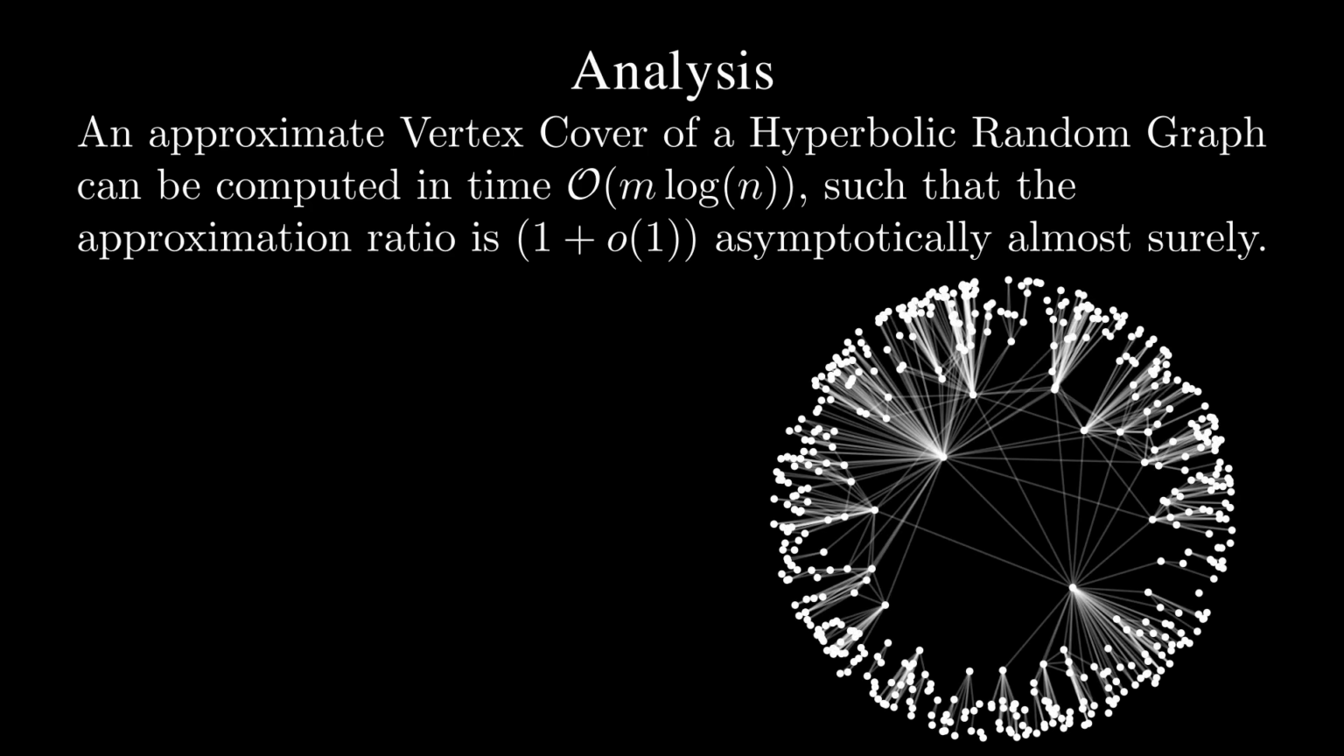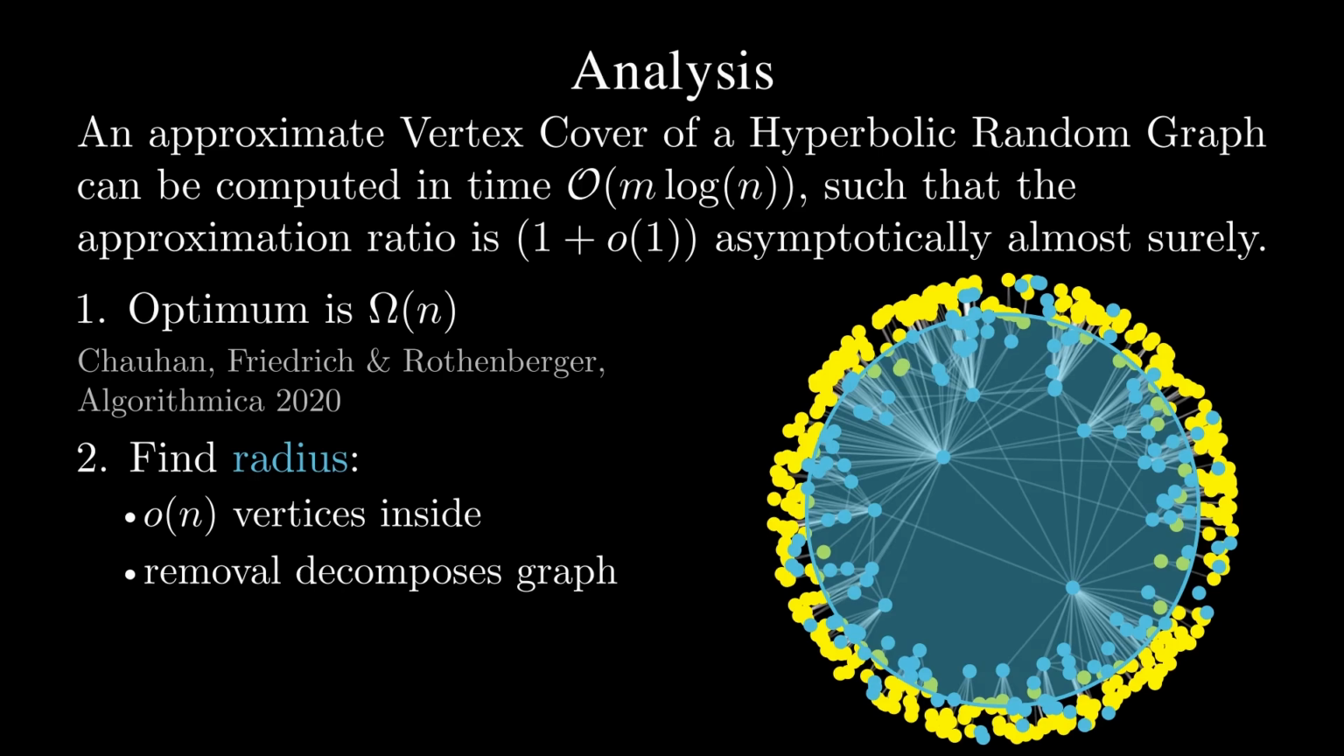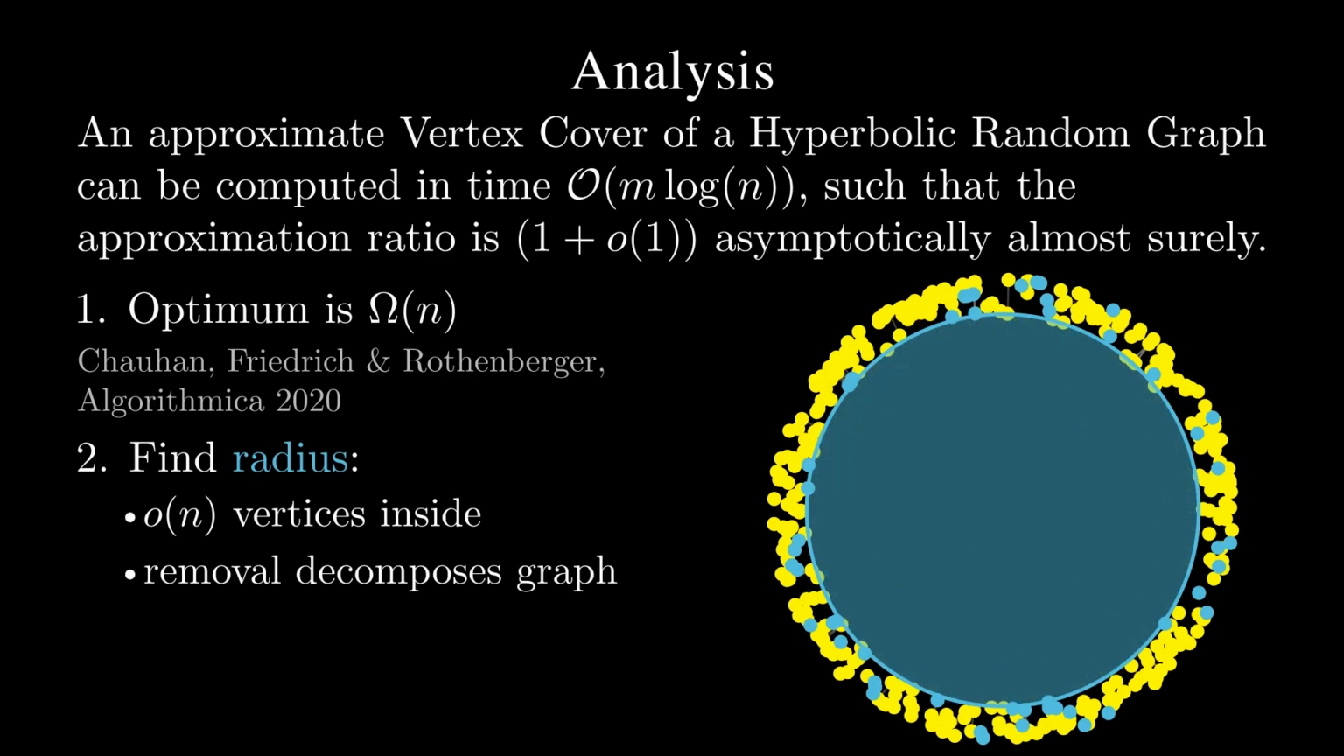Basically, our proof consists of 3 steps. First, we make use of the fact that the size of an optimal solution is linear in the number of vertices in the networks we are studying. So we only have to show that the number of vertices we greedily add on top is sublinear, and we aim to do that in 2 steps. For one, we want to show that there exists a threshold radius such that only sublinearly many vertices are contained inside, and such that removing them decomposes the graph into mostly small components.